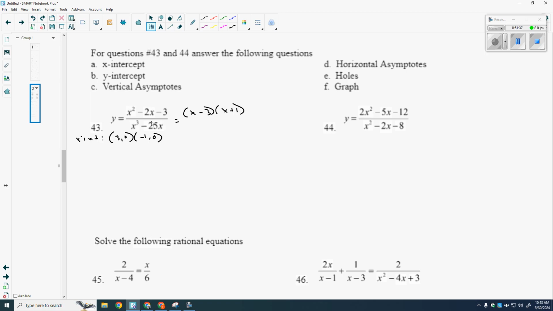Y-intercept, put in 0. Putting in 0 for x makes that 0, 0, and -3. Putting in 0 for x makes the denominator 0. I get a -3 divided by 0. Not possible. Y-intercept does not exist.